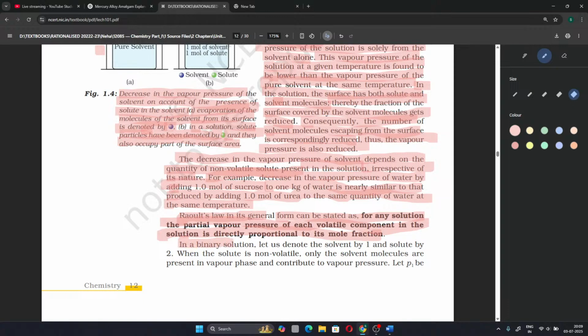In a binary solution, let us denote the solvent by 1 and solute by 2. This is not a quantity but a denotation; we can take the solvent as A and solute as B as well, but here they took it as 1 and 2. Only the solvent molecules are present in the vapor phase and contribute to vapor pressure.